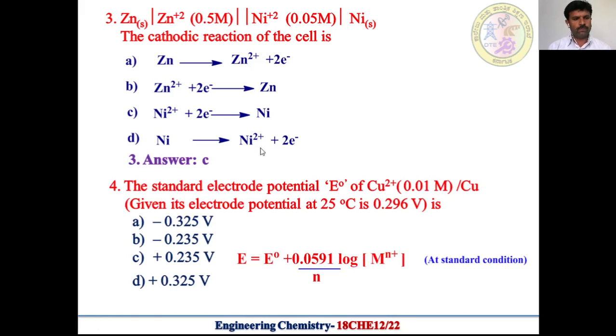Question number 4: the standard electrode potential E naught of Cu2+ of 0.01 molar bar copper, the given electrode potential at 25 degrees Celsius is 0.296 volt. What is the standard electrode potential E naught of Cu2+ bar copper? We substitute the values in the Nernst equation for single electrode potential, and we will get the E naught value. Option D is the correct answer.